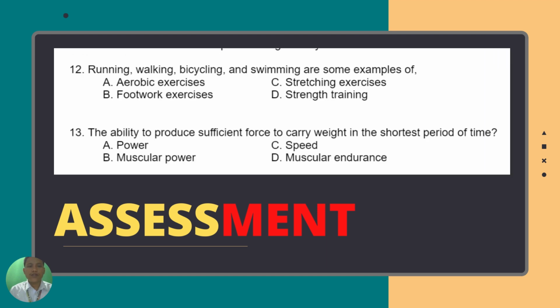Let's continue with question number 12. Running, walking, bicycling, and swimming are some examples of A, aerobic exercise, B, footwork exercises, letter C, stretching exercises, or letter D, strength training? Number 13, the ability to produce sufficient force to carry weight in the shortest period of time. Is it A, power, B, muscular power, letter C, speed, or letter D, muscular endurance?